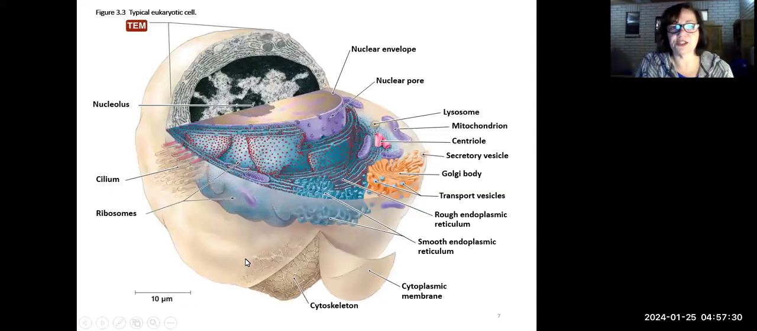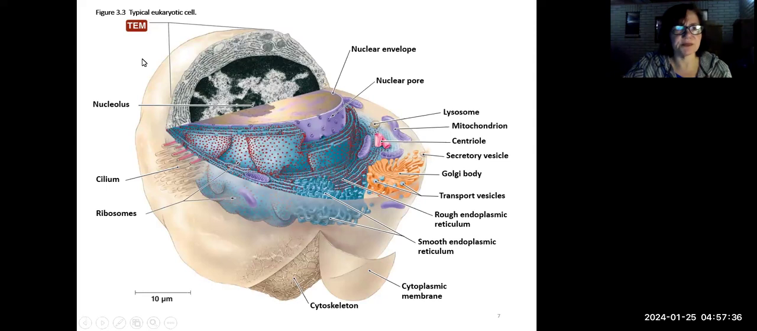Okay, here's a cartoon. Well, the upper part is a transmission electron micrograph up here in gray. And then the rest of this cartoon is just colorized cartoon. A few things, here's the huge nucleus. This is where we keep the genetic information.